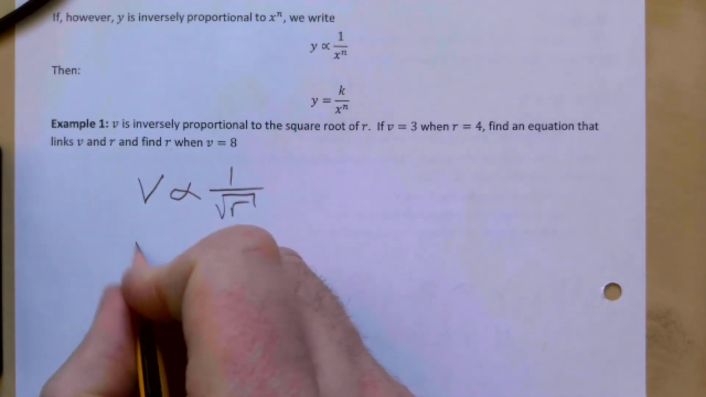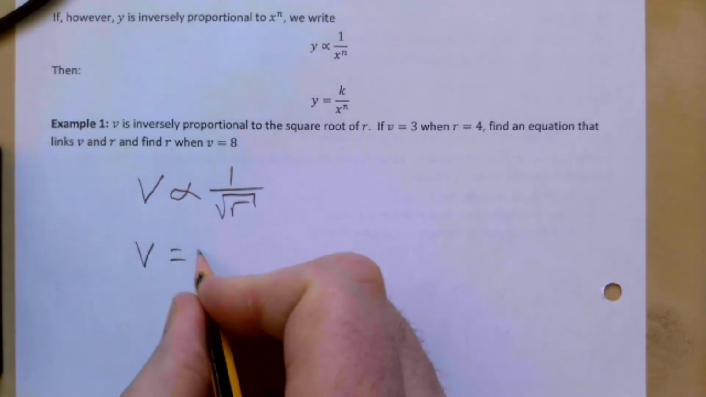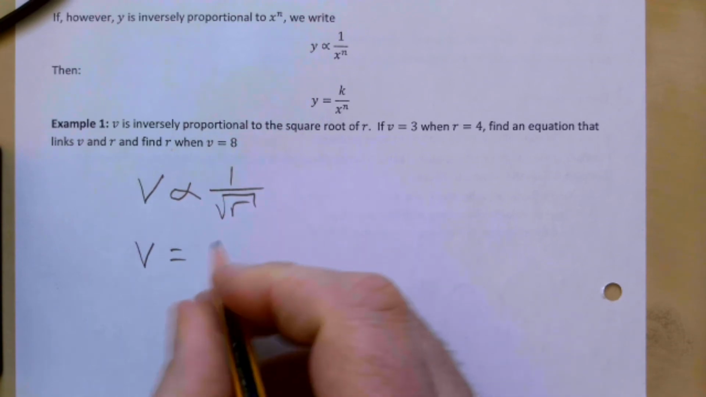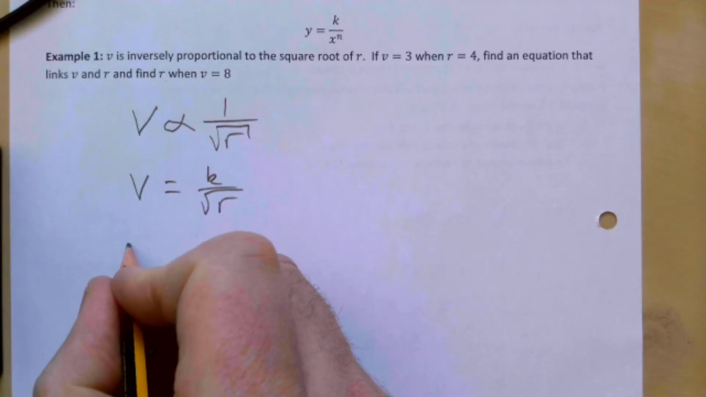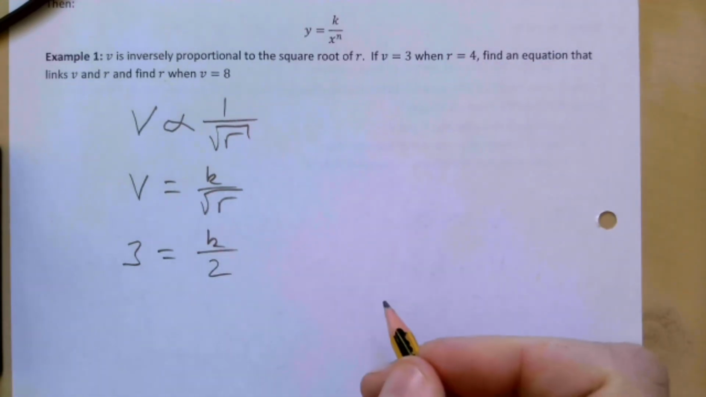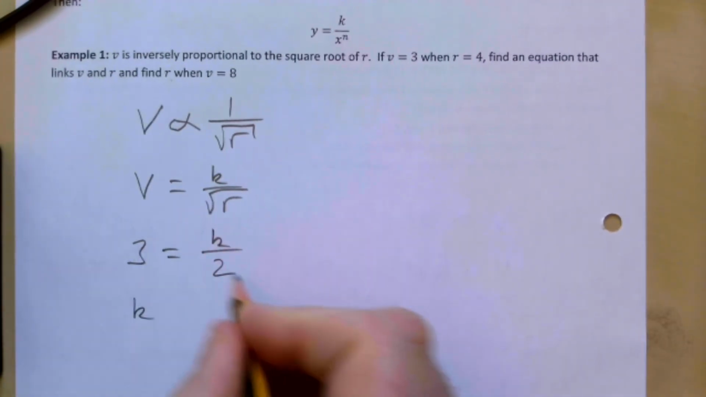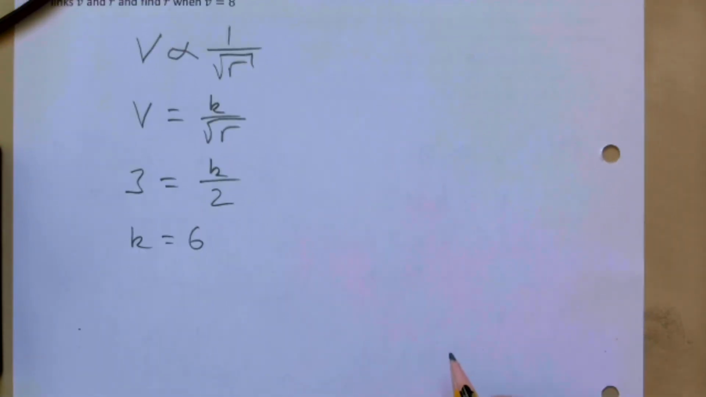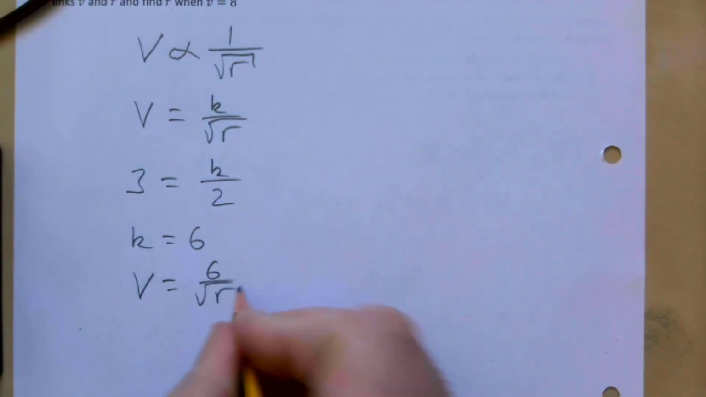So our next line then is going to be V equals, we normally go k times 1 over root r, but we're going to write that k over root r. V is 3, r is 4, so that means 3 equals k over 2, because it's going to be the square root of 4. That means times both sides by 2, we're going to get k is 6. So we now have our formula, V equals 6 over root r.